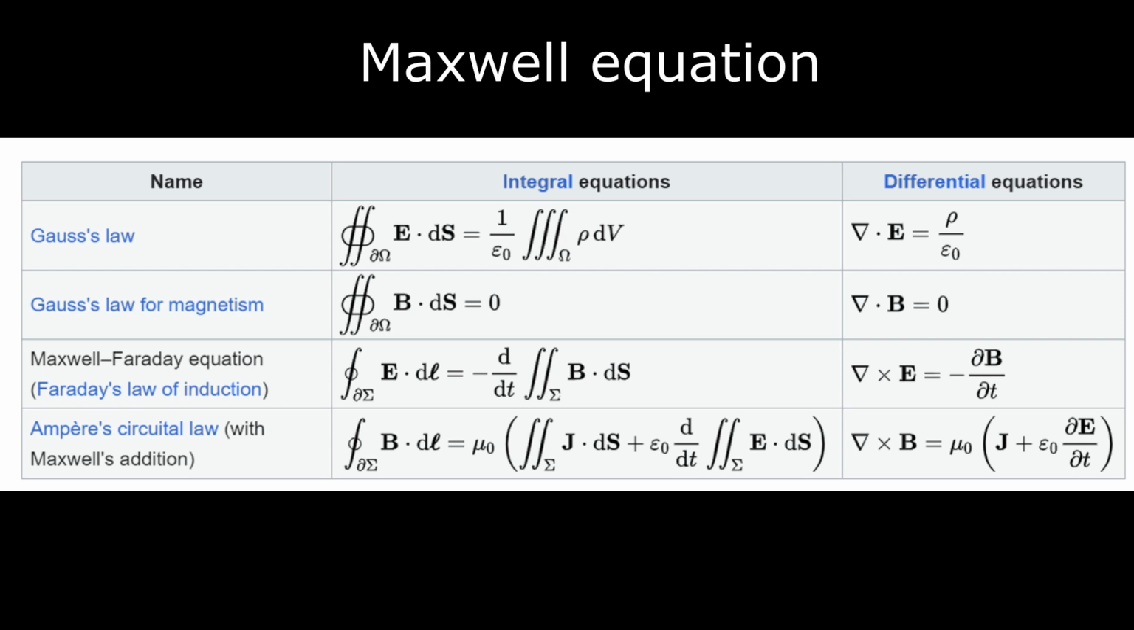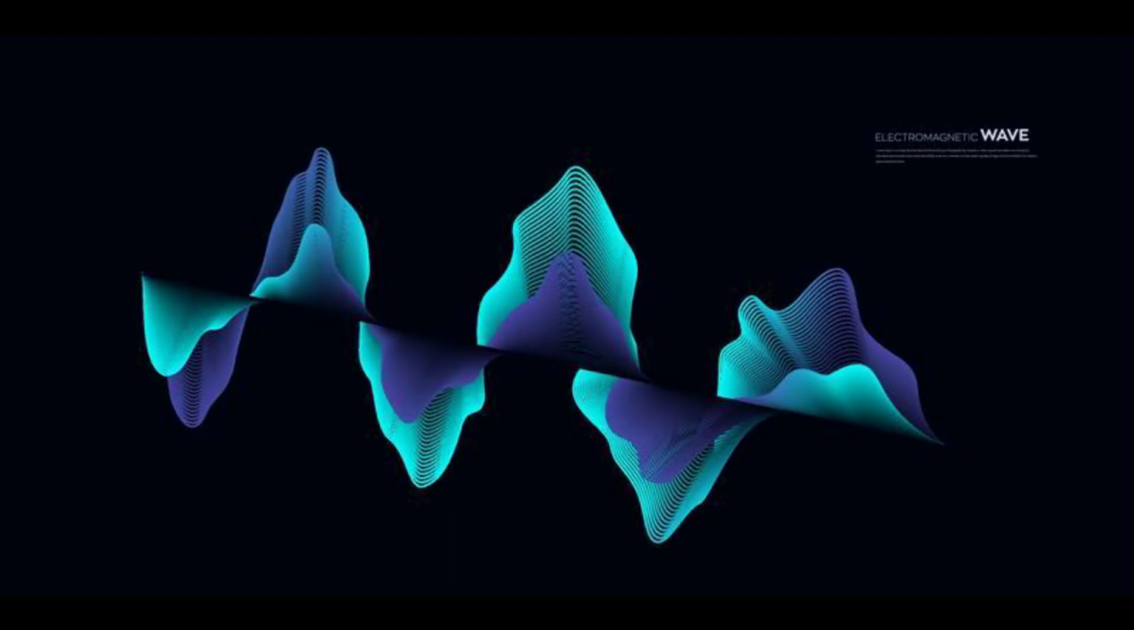And the last one is Ampere's circuital law. This equation describes how electric currents and time-varying electric fields generate magnetic fields. These equations form the fundamental for understanding the generation, conduction, and reception of electromagnetic waves.